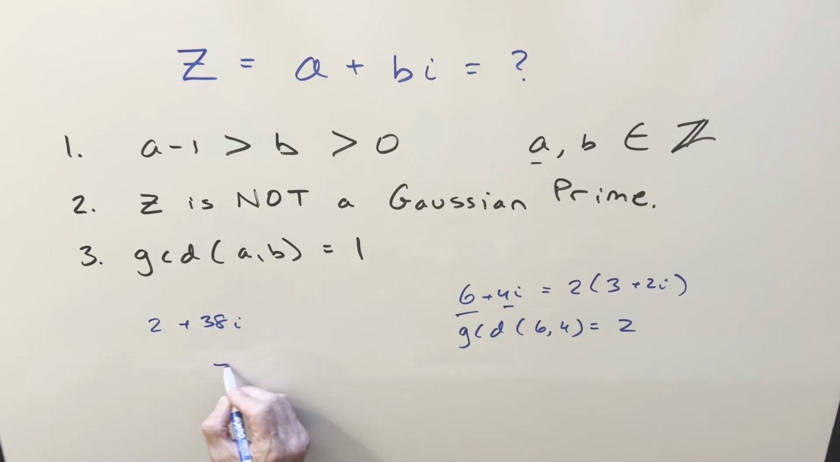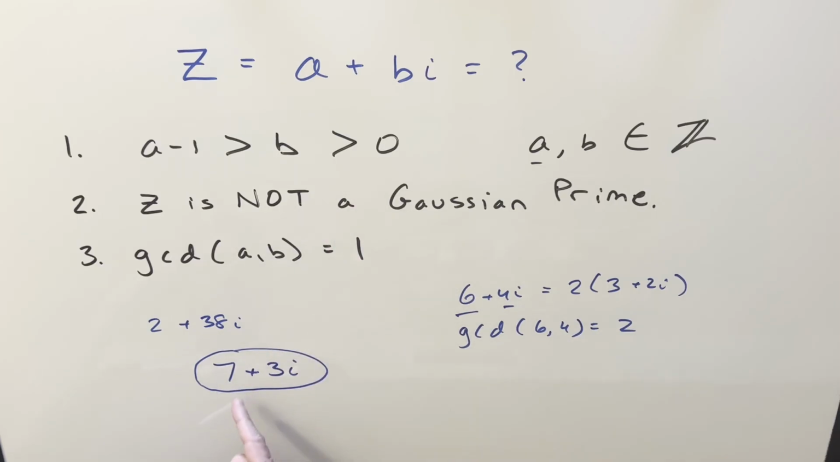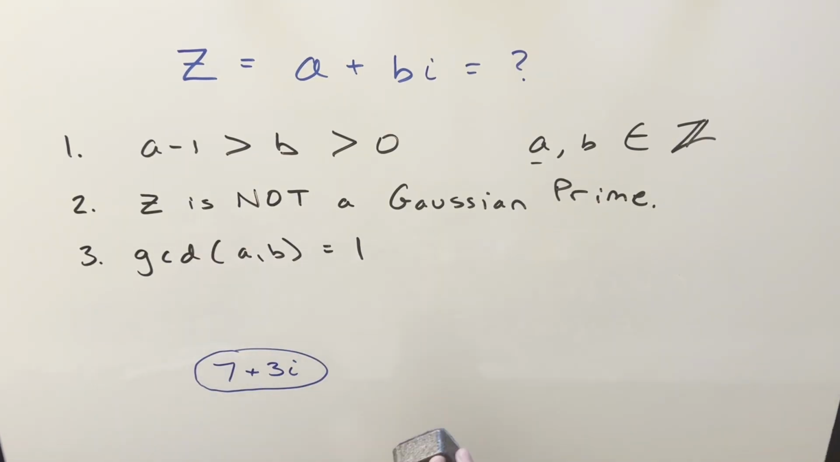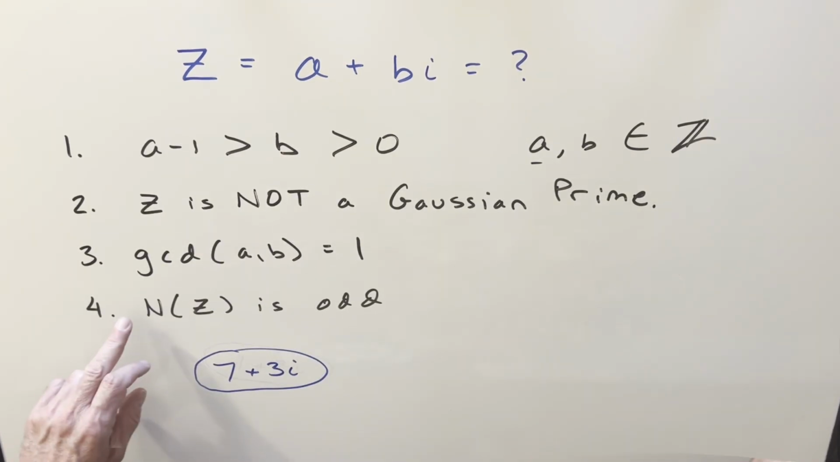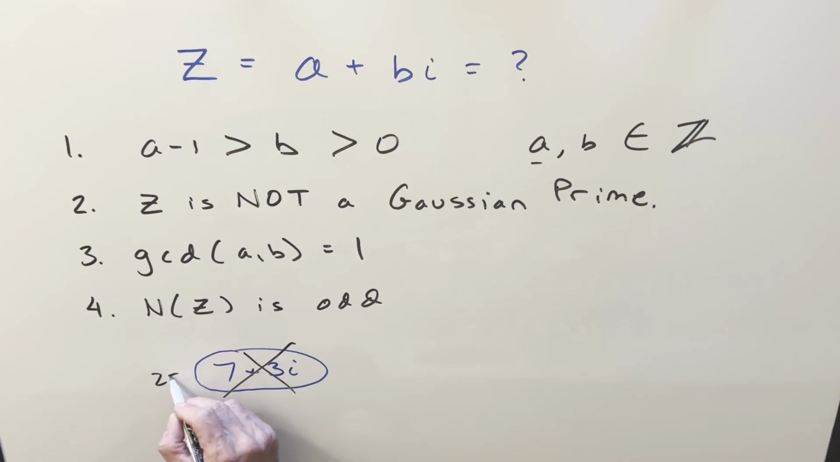But you could still have something like 7 plus 3i. Both are odd. GCD is 1. And this is actually not a Gaussian prime. So as far as we know, this is still a valid possibility. It meets the first criteria, right? A is greater than b and all that. So we're starting to narrow it down, although there's still a ton of possibilities, but we're getting somewhere. So let's move on to clue number 4. Now for number 4, we want the norm to be odd, which is going to eliminate this one right here if this is our z value.